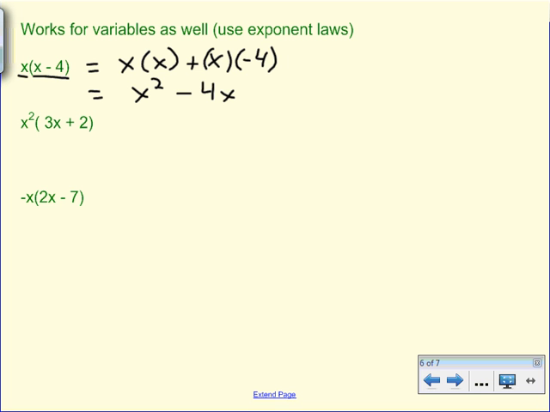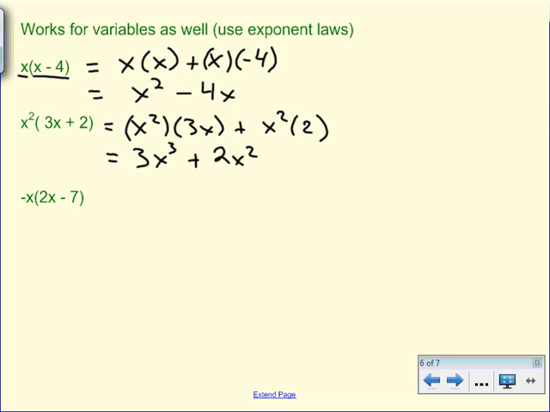What about this one? x squared times 3x plus 2. And I have x squared times 3x plus x squared times 2. x squared times 3x. So this is actually going to be 1 times 3, and then x squared times x. Well, that's 2 plus 1, x to the third, plus 2x squared.